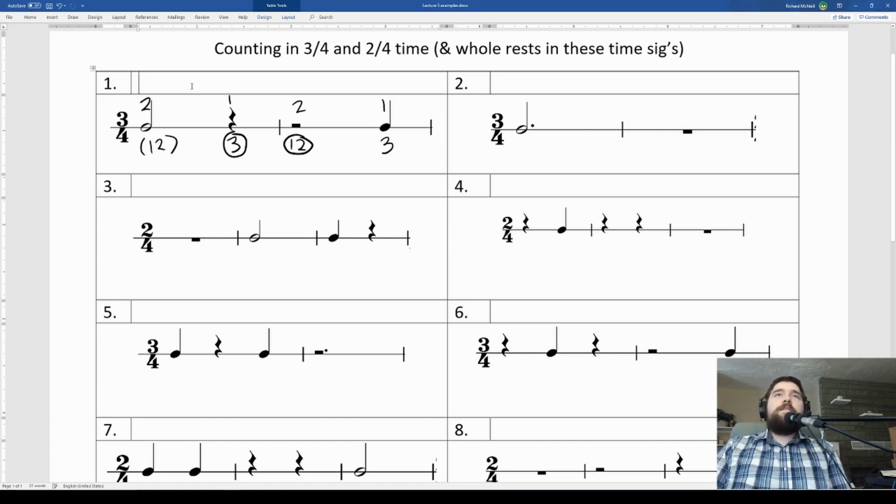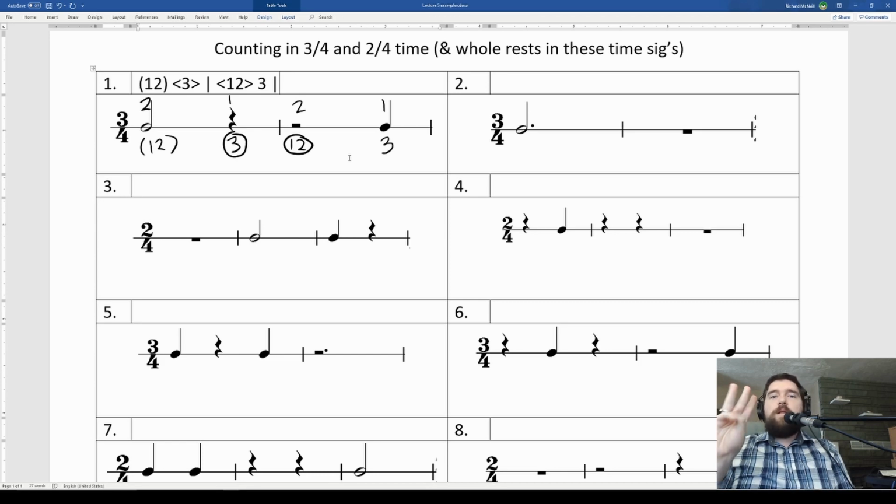Now, the way that I type this out into my answer sheet, okay, and those would be the answers. So the only difference between this sort of counting and 4/4 time counting is we only have 3 beats per measure, and it only goes up to number 3 in this counting. So let's do our next one.